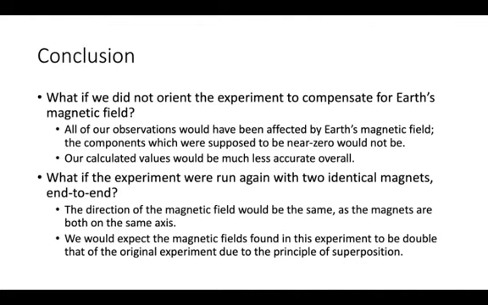What if we did not orient the experiment to compensate for Earth's magnetic field? All of our observations would have been affected by Earth's magnetic field. The components which were supposed to be near zero would not be. Our calculated values would be much less accurate overall. What if the experiment were run again with 2 identical magnets end to end? The direction of the magnetic field would be the same, as the magnets are both on the same axis. We would expect the magnetic fields found in this experiment to be double that of the original experiment due to the principle of superposition.